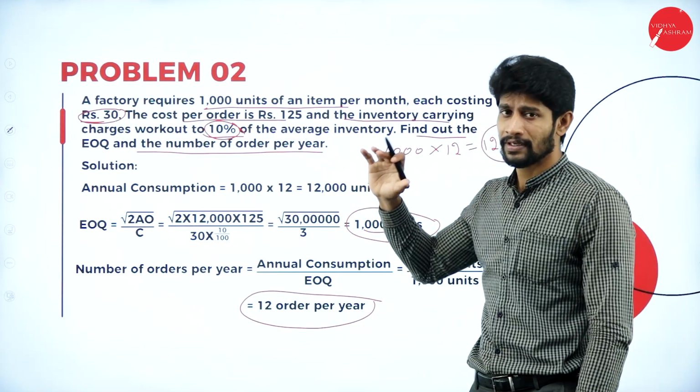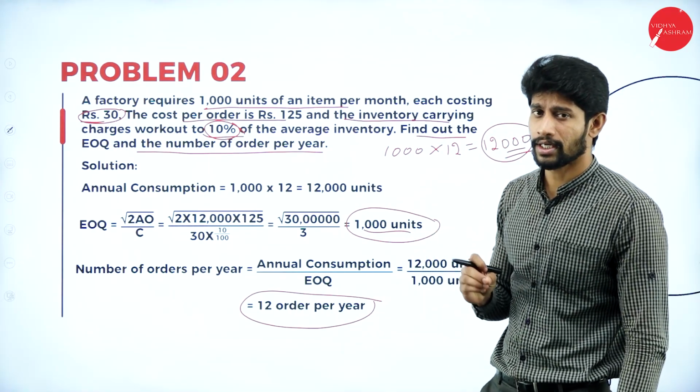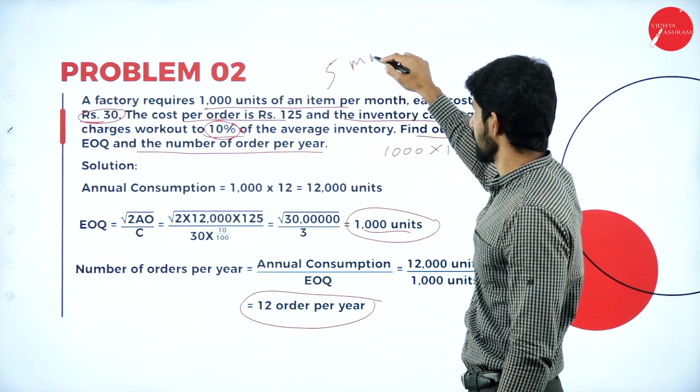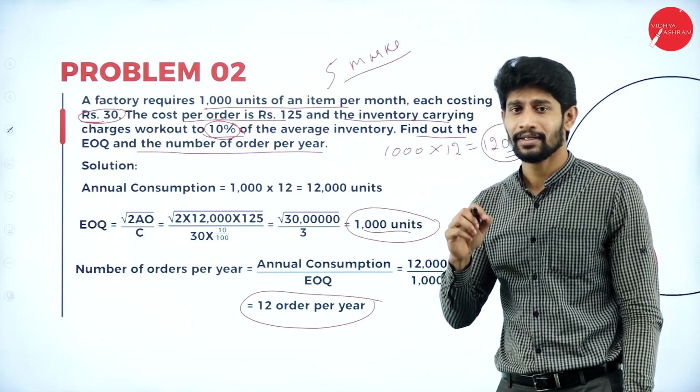So this is about how to calculate the economic order quantity, that is how to calculate EOQ. They might ask this question for 5 marks in your main exam.